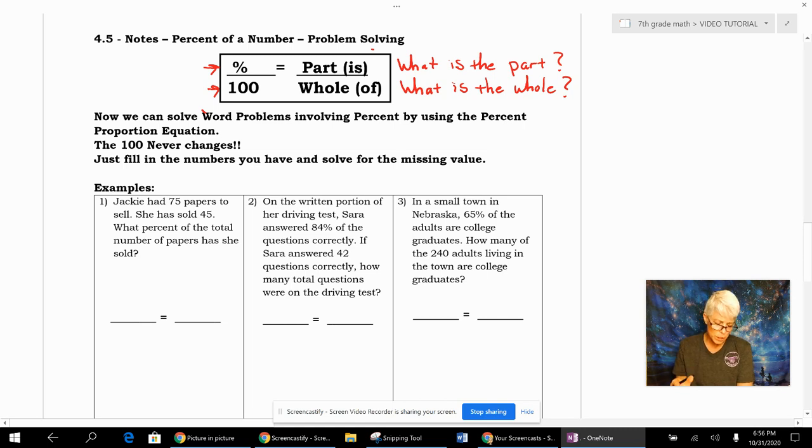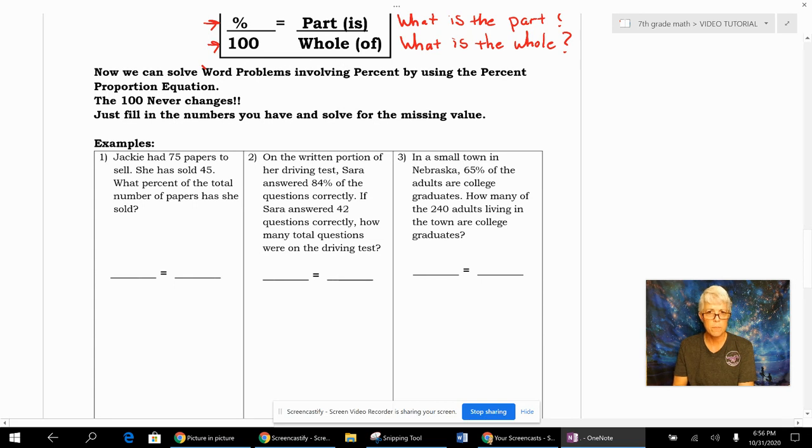Okay. So it says, number one, Jackie had 75 papers to sell. She has sold 45. What percent of the total number of papers has she sold? Now, before we go any further, if you notice, there's 3 blank proportions set up. What do you know will go as the denominator on each one of these proportions? That's correct, 100. So let's just go ahead and write that in. We have a 100. I'll put it here. I'll put it here. I'll put it here. If you like to put it on the right-hand side, that's okay. If you just want to copy down the way I do it, that's okay too.